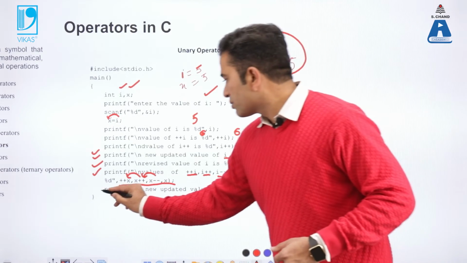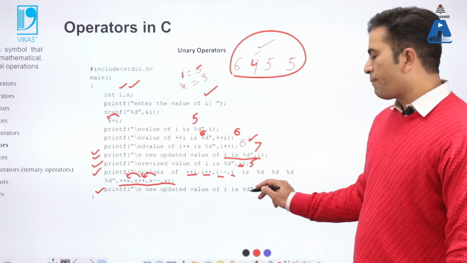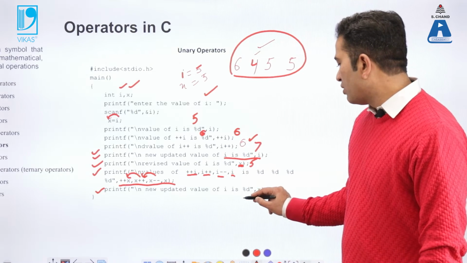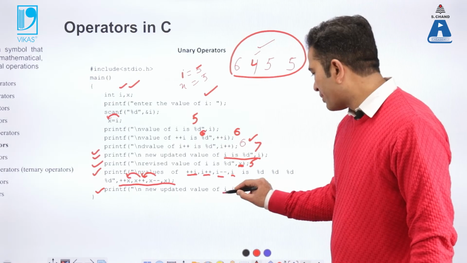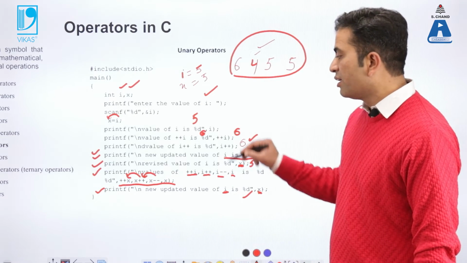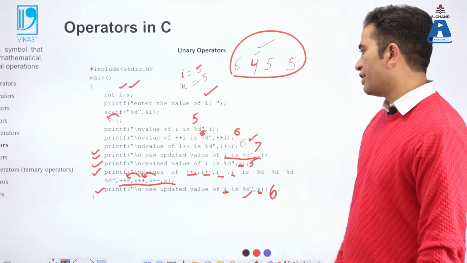Now in this last statement, printf, new updated value of I is percentage d comma x. Here the printf statement written is I, but the variable written is x, so it will print the latest updated value, that is 6. So my output will be 6 here.